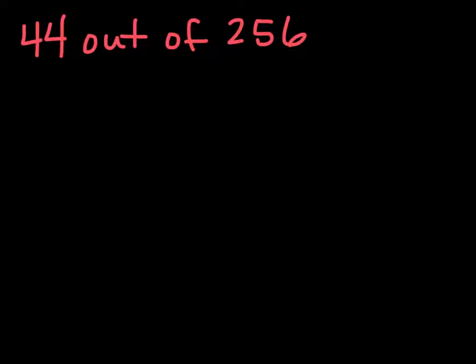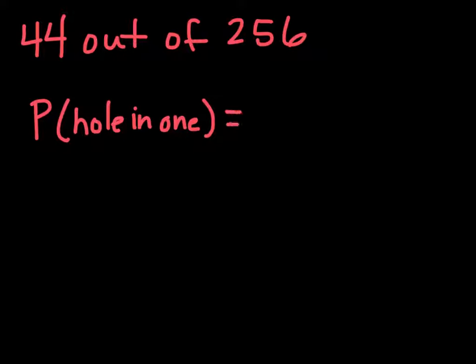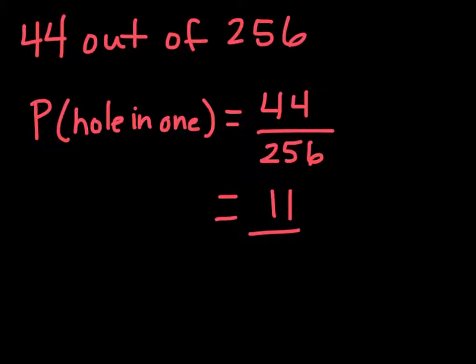Okay, so we'll set up our equation. Probability of a hole-in-one is equal to the number of successes, 44, over the number of trials, 256. Then we simplify, which gives us 11 over 64. So the probability that a golfer makes a hole-in-one on the last hole is 11 out of 64, or about 0.17.